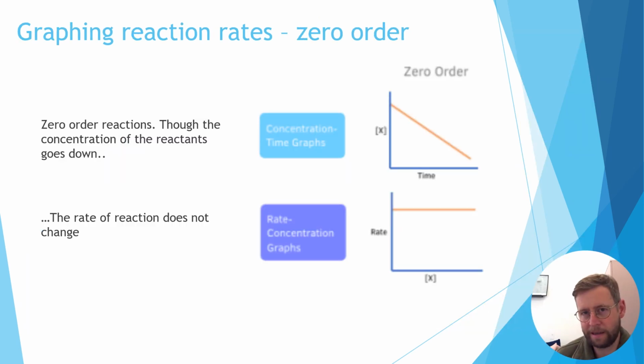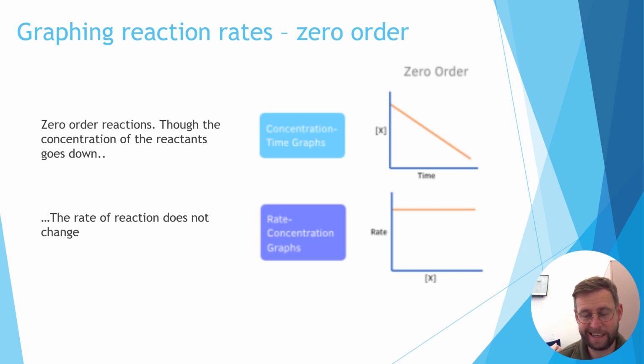So let's take a look now at how these different orders of reactions look on graphs. On the top graph here, this is the concentration of X and what happens to it over time, and it comes down because it is being used up in the reaction. But that's not to say that the reaction is dependent on the concentration. Yes, the concentration is going down, but is this having an actual effect on the rate? You can see from this second graph here that the rate is actually constant.